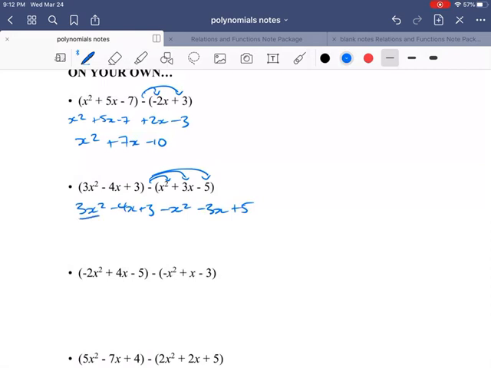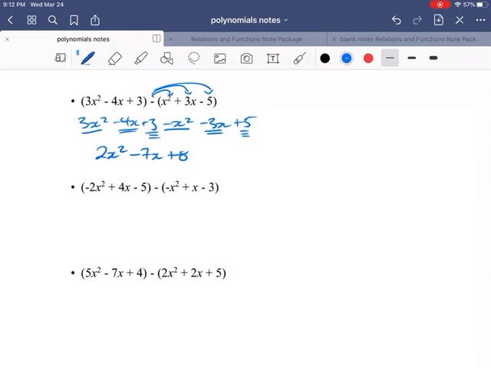Combining like terms, 3x squared minus x squared gives us 2x squared. Negative 4x and negative 3x gives us negative 7x. And positive 3 and positive 5 gives us positive 8. Here, the first set of brackets remains the same. That becomes positive x squared. That becomes negative x. And that becomes positive 3. Combining like terms, we get negative x squared plus 3x minus 2.